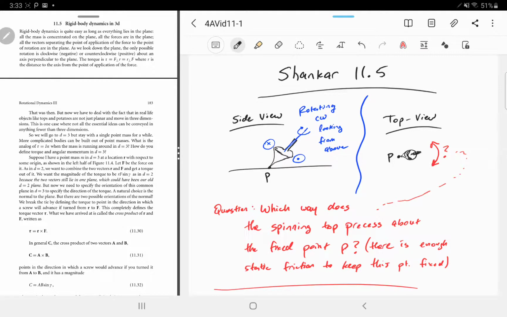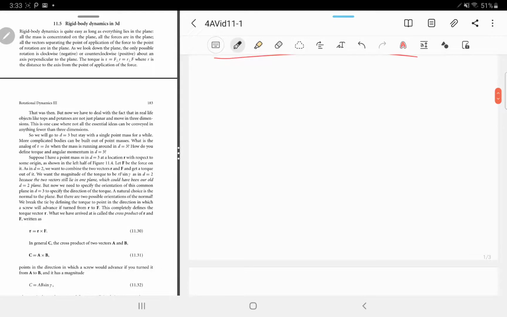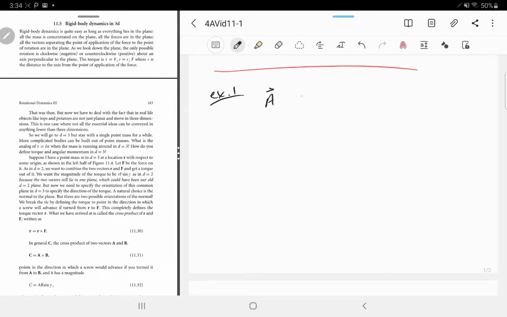Okay, so before we talk about torque and angular momentum, we need to know how to compute the cross product of two vectors. So let's do one example. We'll do several. So example one for cross product. Let's say you had a vector A that's pointing up and a vector B that's pointing up and to the right. What is the direction of A cross B? So A cross B is in what direction?